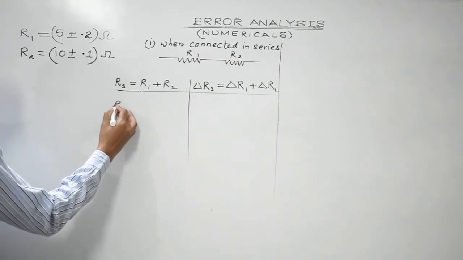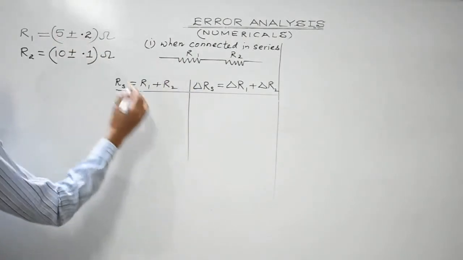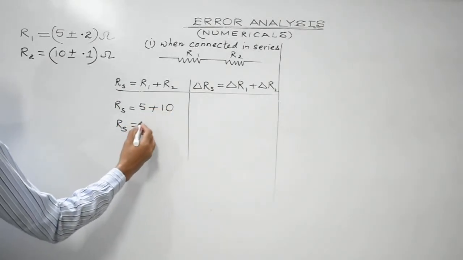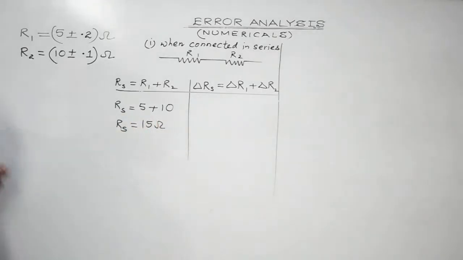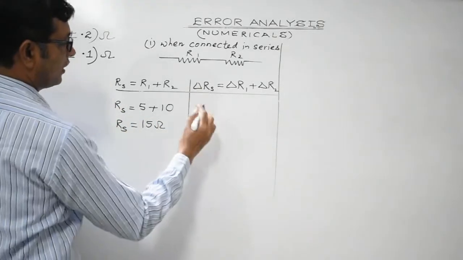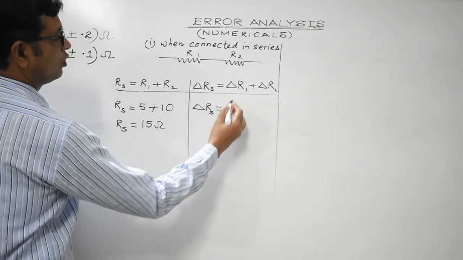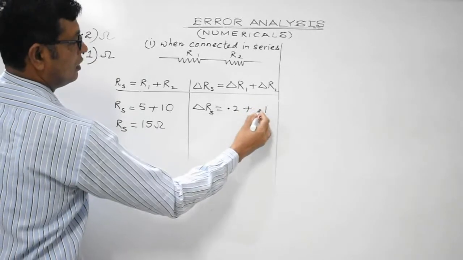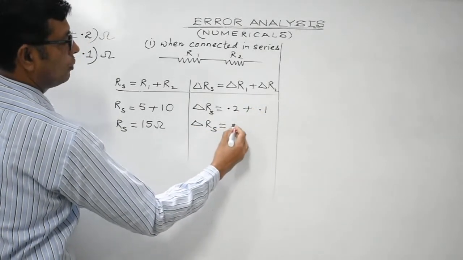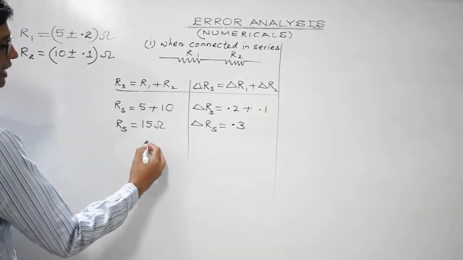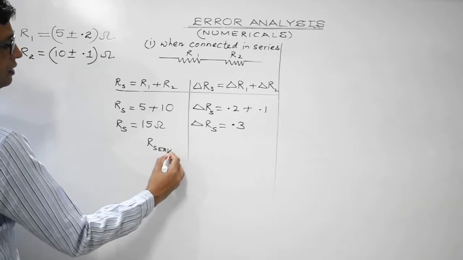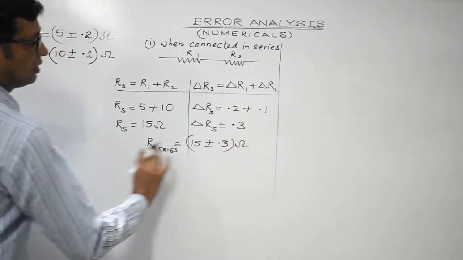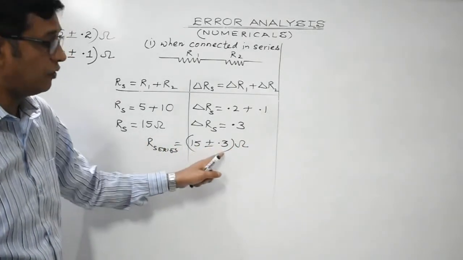Okay, let's find out the true value. What's the true value of R1? It's 5. What's the true value of R2? It's 10. So what will be the result? It will be equal to 15 ohm. Right? This is the true value. Let's find out the absolute error in the equivalent resistance. So del R1 is 0.2, del R2 is 0.1. So del Rs is equal to 0.3. So it can be expressed as R series equal to 15 plus minus 0.3 ohm. This is the result in terms of absolute error.